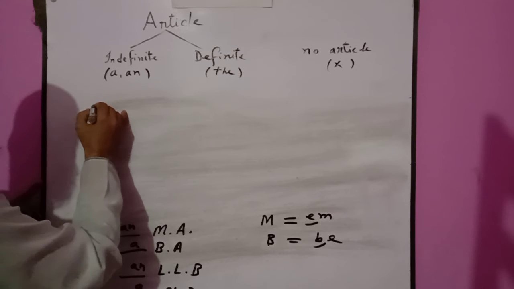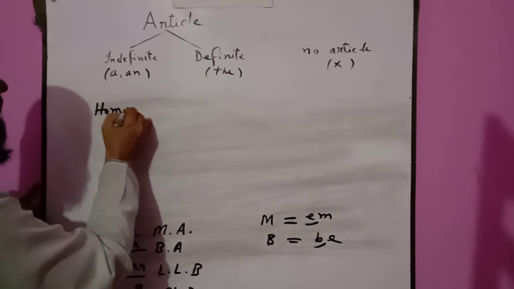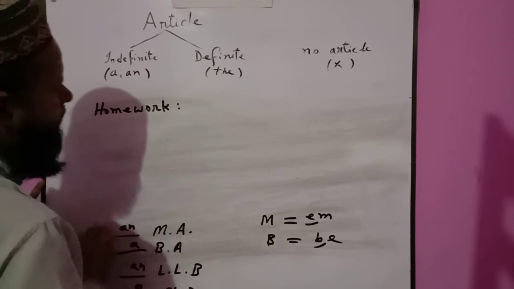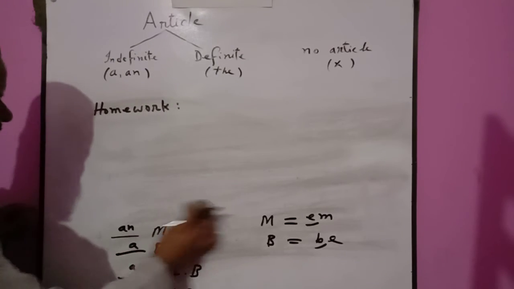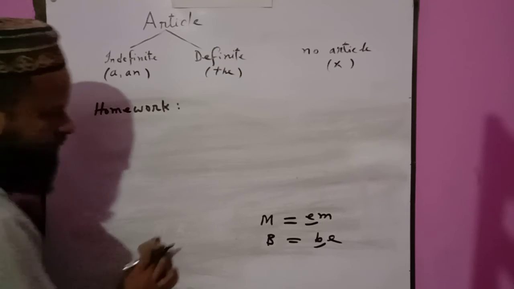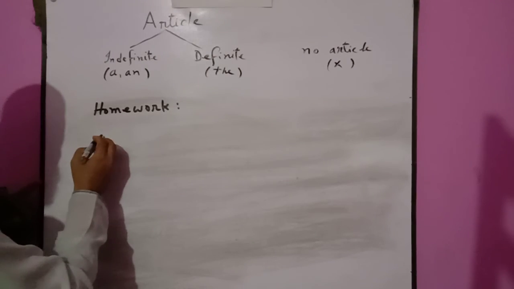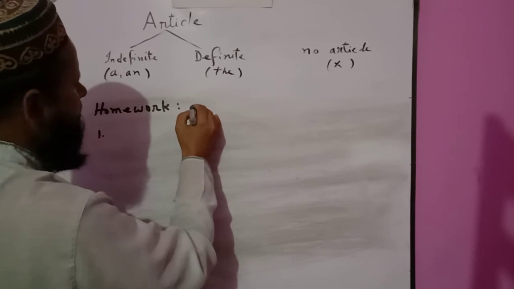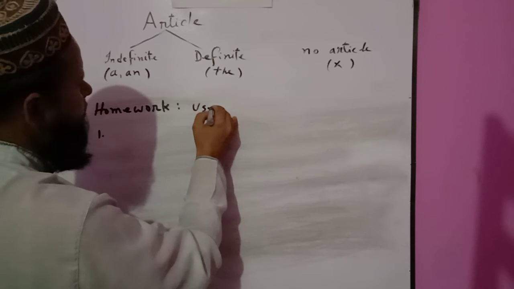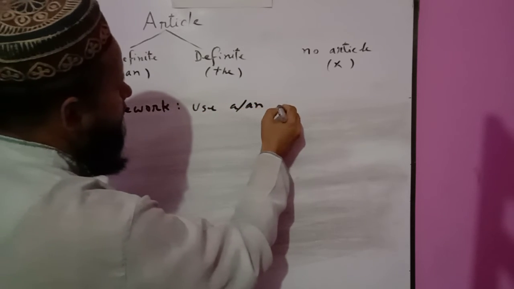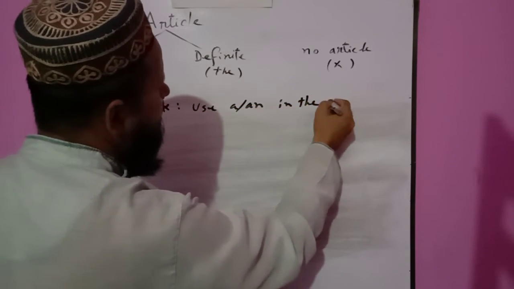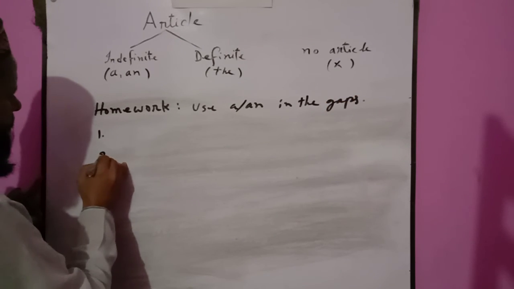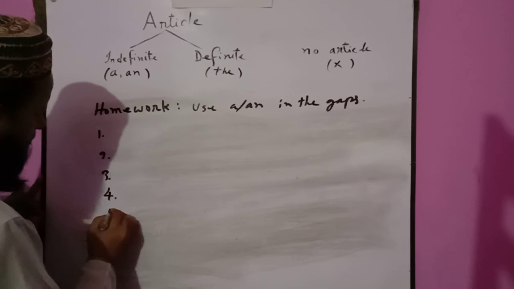Now homework. Homework for you. You will try the homework at home. Number 1, use article a or an. Use a or an in the gaps. Number 1, 2, 3, 4, and 5.